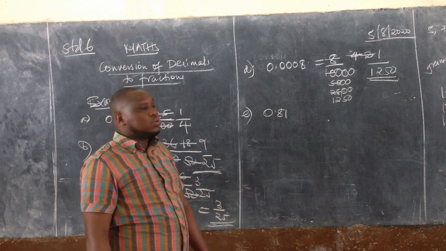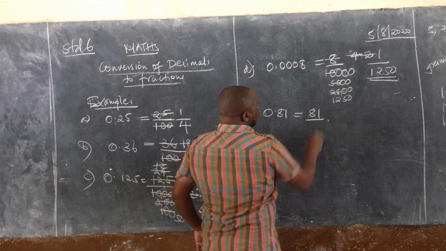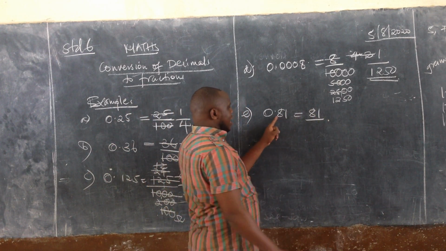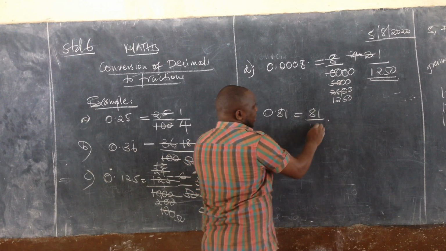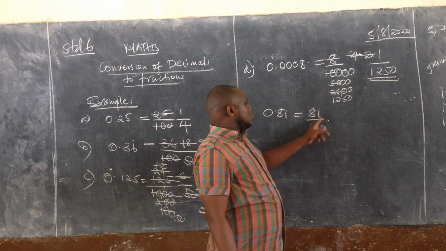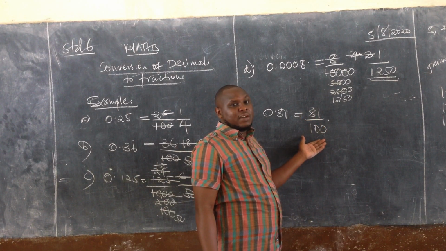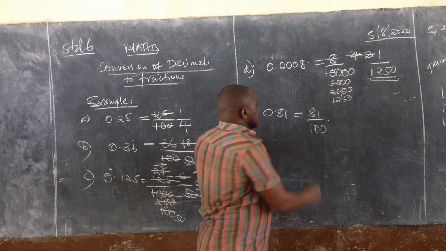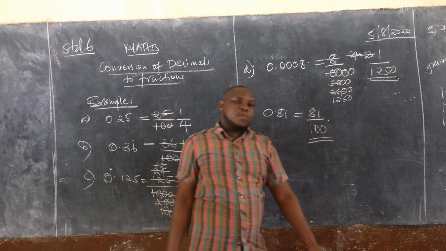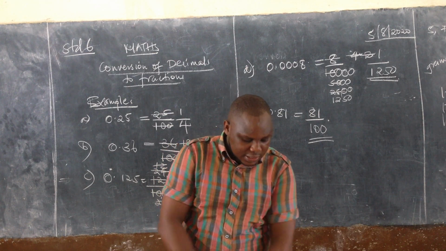0.81. Convert this into a fraction. So you're going to realize that this is simply step 1, which is 1 over a number with 2 zeros, that is 100. And then from there, you check whether we have a common divisor. This number doesn't have a common divisor. And so your answer becomes 81 over 100. So that is exactly what we are supposed to do in that exercise.